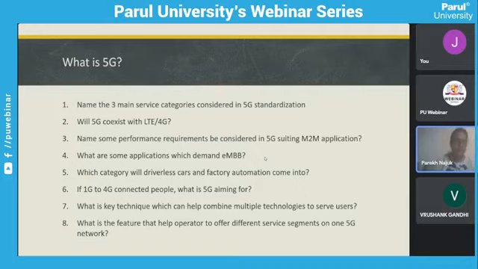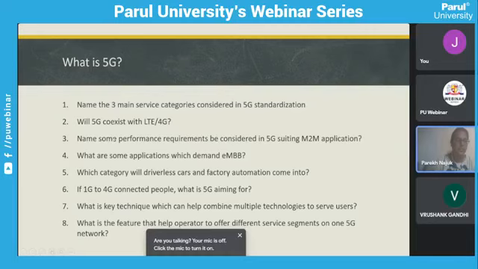Let's understand the meaning of 5G. For that, you have to understand these eight questions. First of all, name the three main service categories which are considered in 5G standardization. What is how 5G will coexist with LTE and 4G? These are the questions that we are going to address in this presentation.